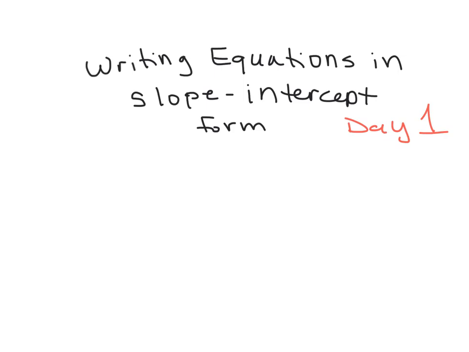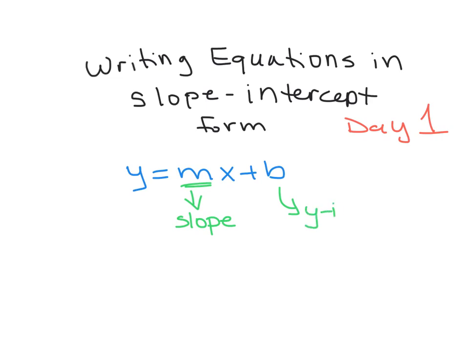All right, here we go. Writing equations of a line in slope-intercept form. We have already worked with slope-intercept form. You guys know that it is y equals mx plus b. You also already know that the m is the slope, the b is the y-intercept. We did all of this when we were graphing.